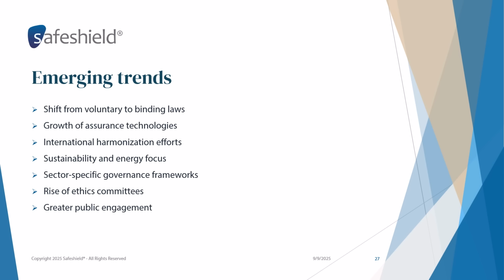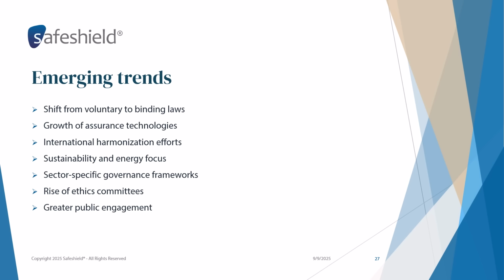Within organizations, AI ethics committees are becoming more common, providing cross-functional oversight. Finally, public and stakeholder engagement is becoming more prominent, as organizations seek to build legitimacy by involving affected communities in governance processes. These trends reflect a maturing field, one where AI governance is an expected part of responsible innovation.